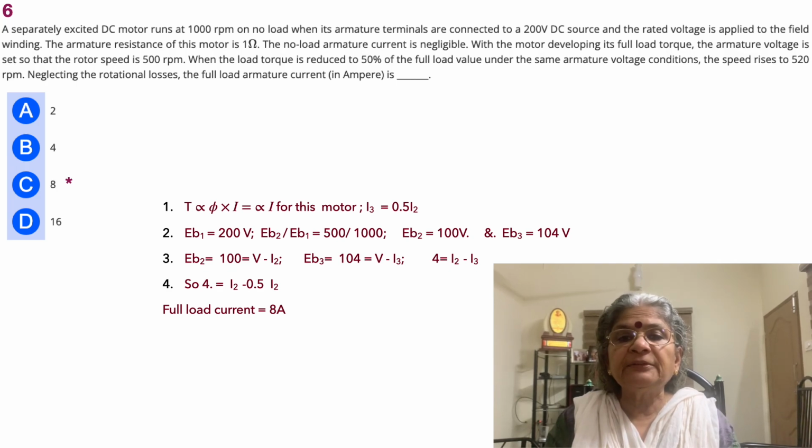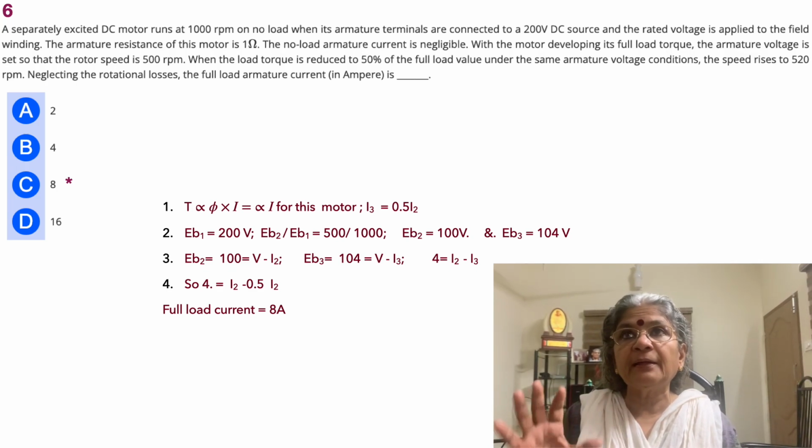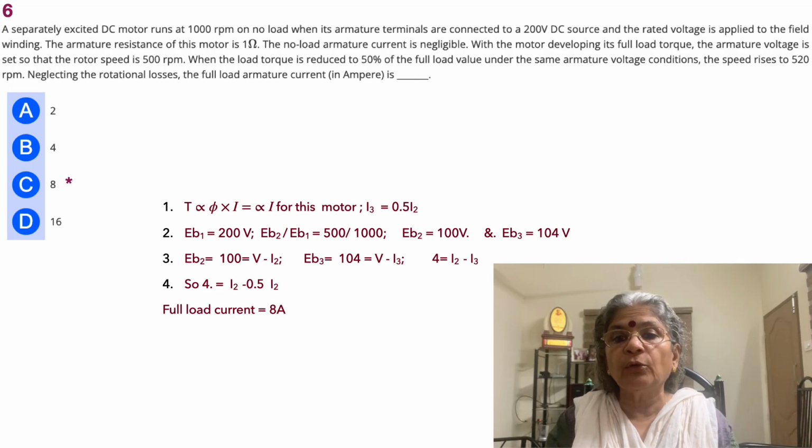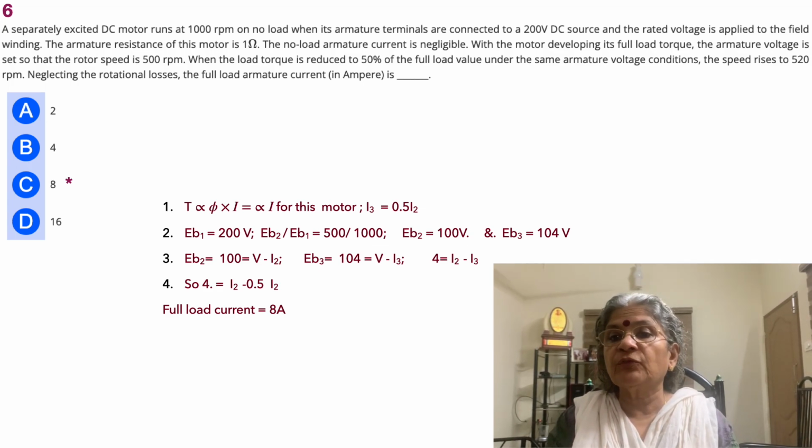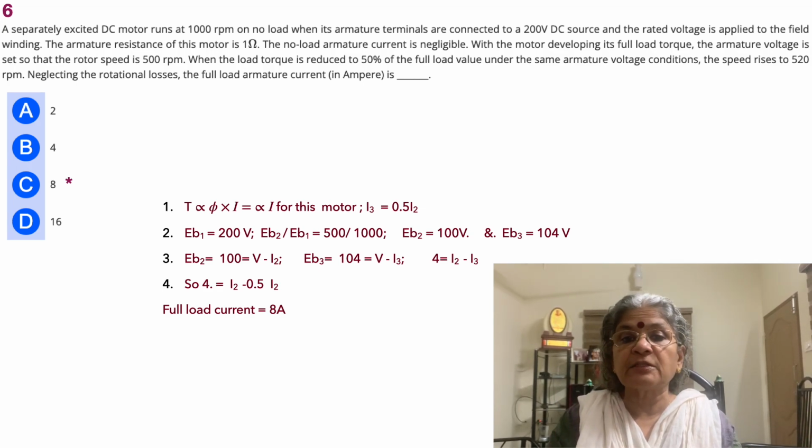The armature resistance of this motor is 1 ohm. The no load armature current is negligible, which means that whatever is applied becomes EB, because the no load armature current is considered to be 0. When the motor is developing its full load torque, the armature voltage is set so that the rotor speed is 500 rpm. So full load is being delivered and the armature voltage is set such that the rotor has a speed of 500 rpm.